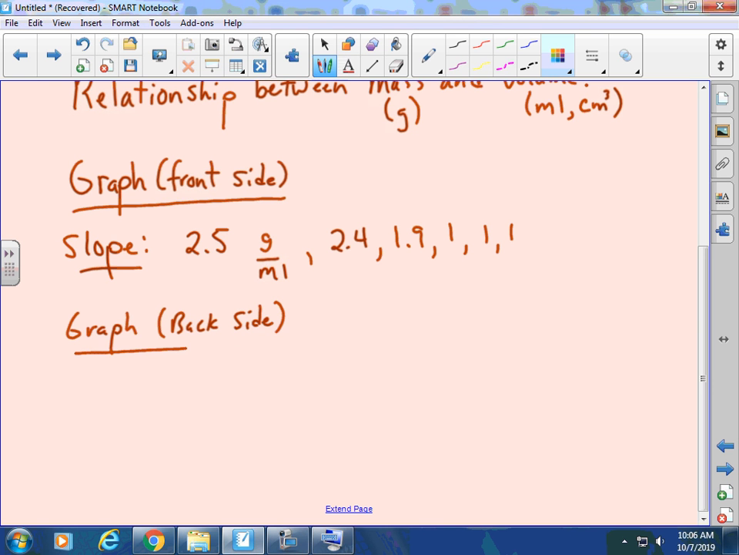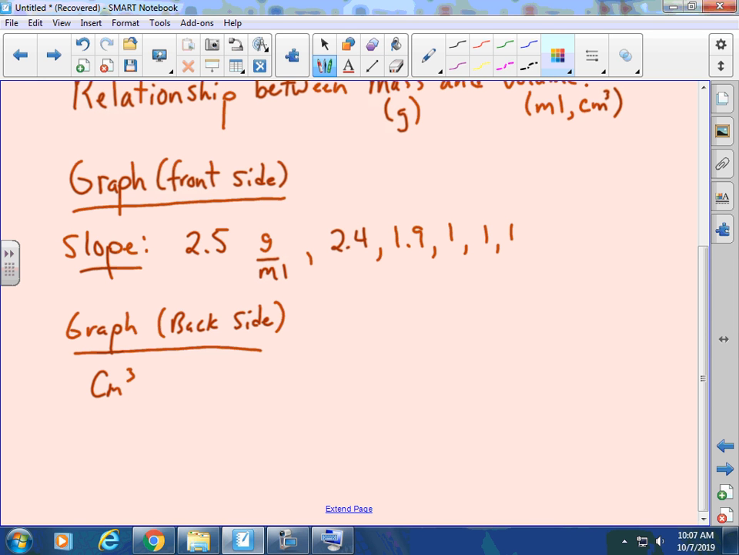So on the back side, we're doing the same idea, graphing mass versus volume, but in this case, the volume was in cubic centimeters. Okay? So let's see here. What do we have for slope? Somebody raise your hand and tell me a slope.